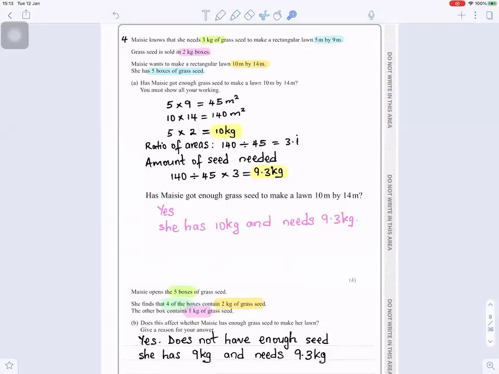So this is how you do a question like this for question 4. Highlight all the important numbers and work them out step by step, and then you make your conclusion. So the part B, yes, she does not have enough seed. She has now 9 kilograms. And what does she need? She needs 9.3. From the calculation, you need 9.3. So with that change, she wouldn't have enough.